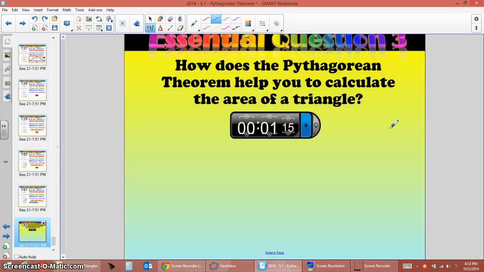So essential question, how does the Pythagorean theorem help you calculate the area of a triangle? Again, it doesn't directly help you do the area of a triangle. What it does is help you find a missing side, or the height, or the base, something like that. And when you find that, you can use that information to solve for the area.